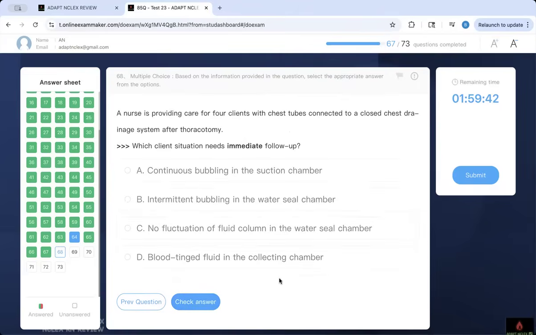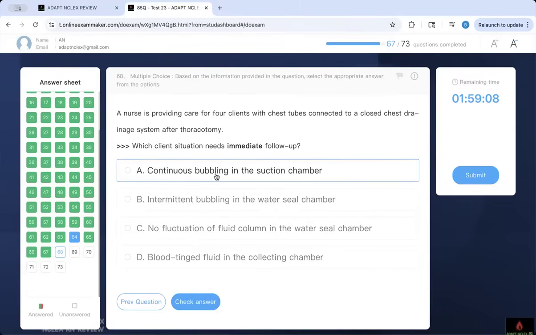And let's provide care for 4 clients with chest tube connected to the closed chest tube drainage system after thoracotomy. Which client situation needs immediate follow-up? That means bad problem. How do you master chest tube? Know what every chamber is, their function, and what you should expect. Once again, know every chamber and what is the function. Check Adapt and class for content like that. But if you don't know anything about chest tube, make sure you know everything about the function of the chambers.